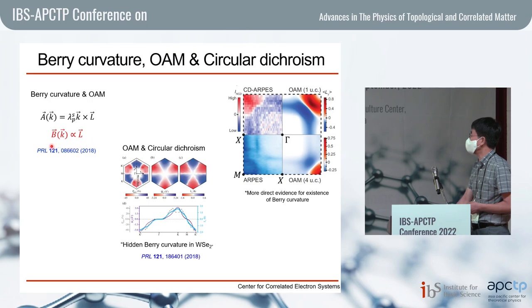And earlier, we proposed, in a theory work from us, that this Berry curvature is somewhat related to orbital angular momentum. And we know that orbital angular momentum can be detected by circular dichroic ARPES. So we used circular dichroic ARPES to detect a hidden Berry curvature in tungsten diselenide, which was published in this paper. The point is that now we can apply the same technique to our system, and we performed the CD-ARPES on this strontium ruthenate thin film, and we found that this CD-ARPES pattern is very close to orbital angular momentum, which is also fairly close to the Berry curvature. So this is more direct evidence for the existence of Berry curvature near the four corners.